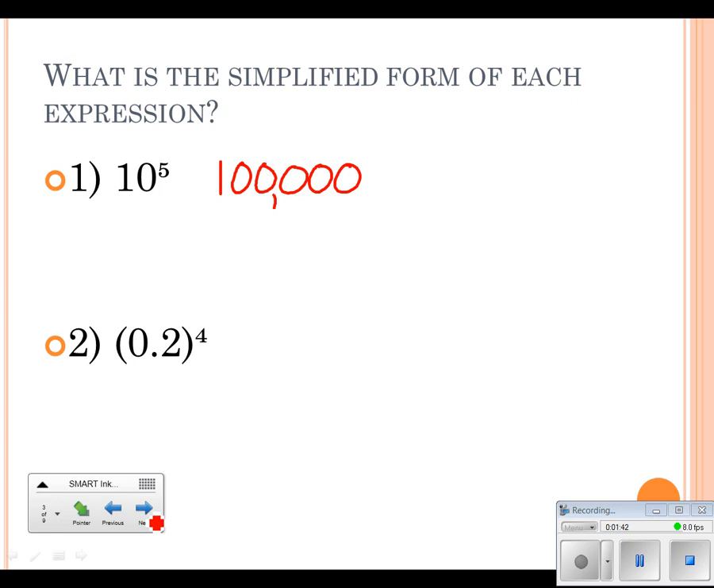0.2 I have in parentheses, and we're raising that to the 4th power. So that would be 0.2 times 0.2 times 0.2 times 0.2, which is going to give us 0.0016. So circle our answers.